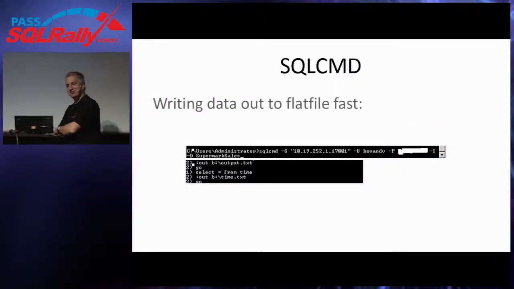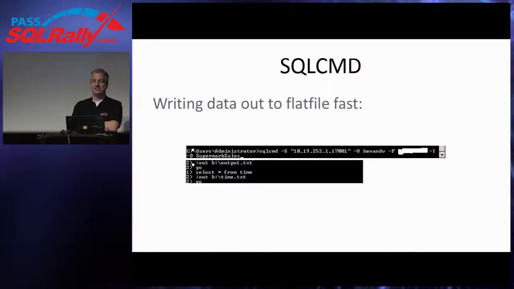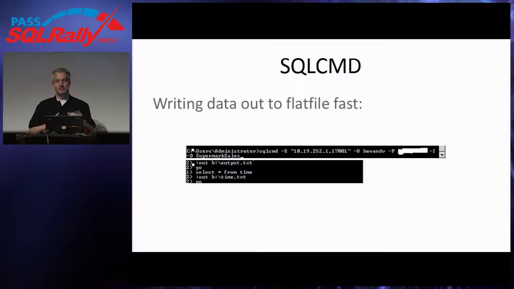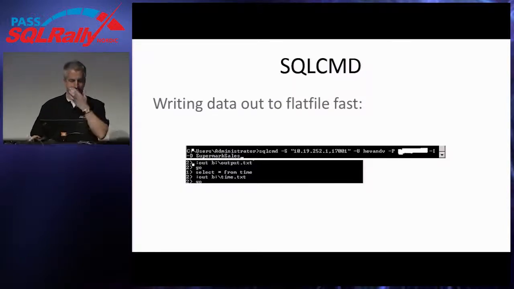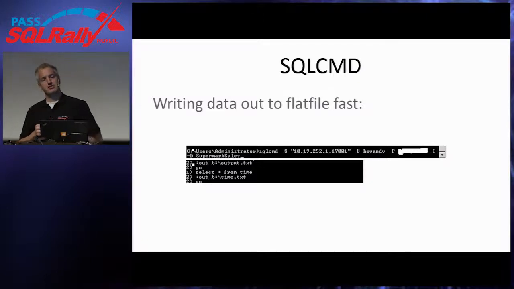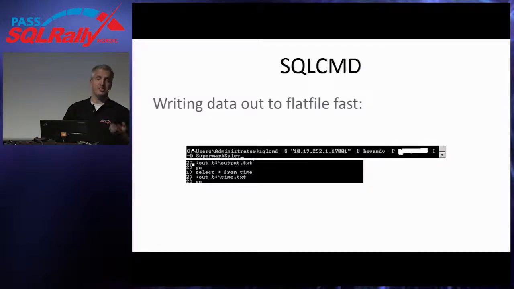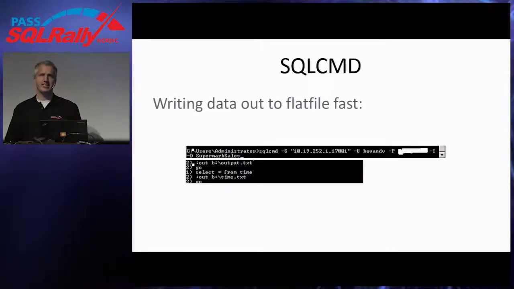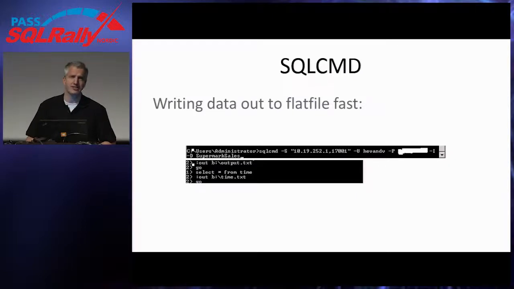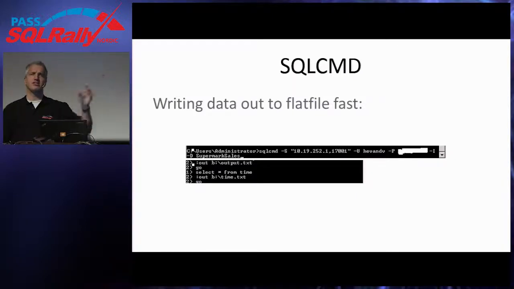Also, if you want to write data out fast, you can just specify a SQL command. You specify you want to read from your PDW appliance, say 2 dots out to a text file, and then go select star from time or something, and you just write the data out to a flat file. Depending on the speed of the destination, expect 50 gig an hour writing out to a single flat file.